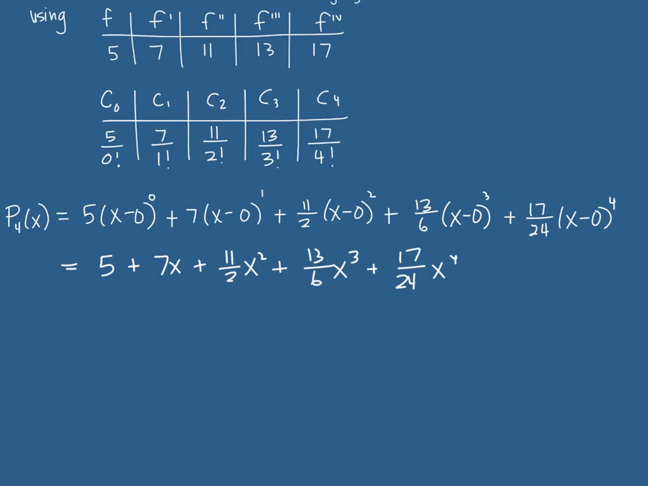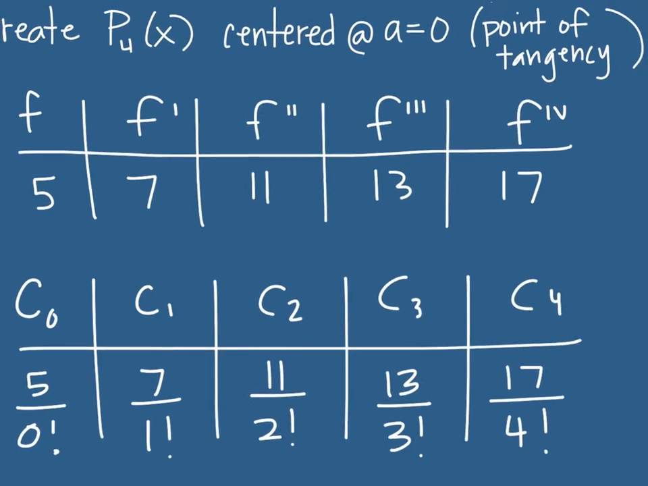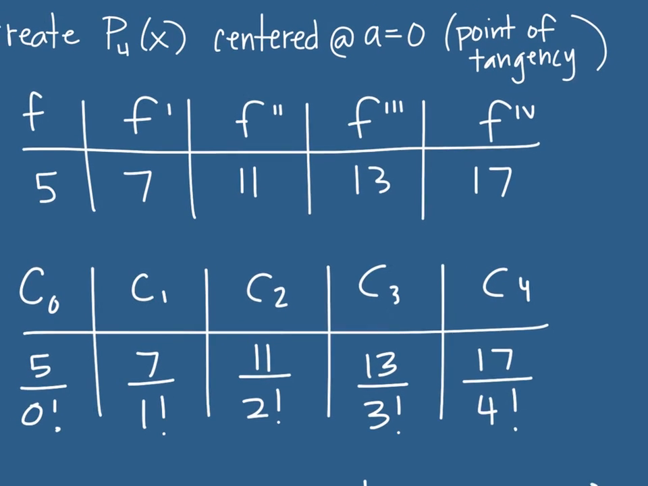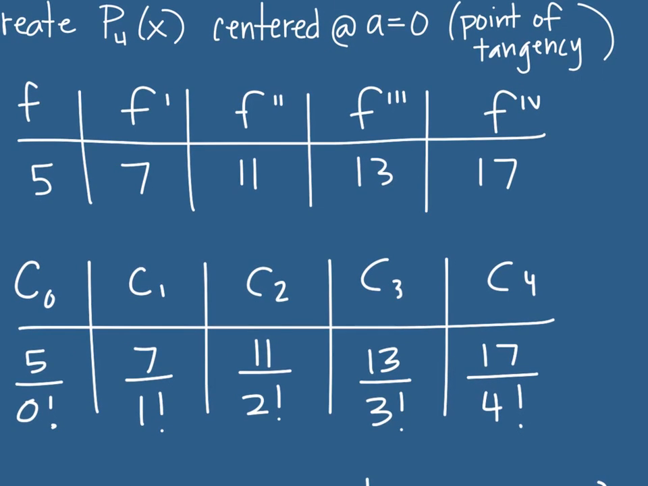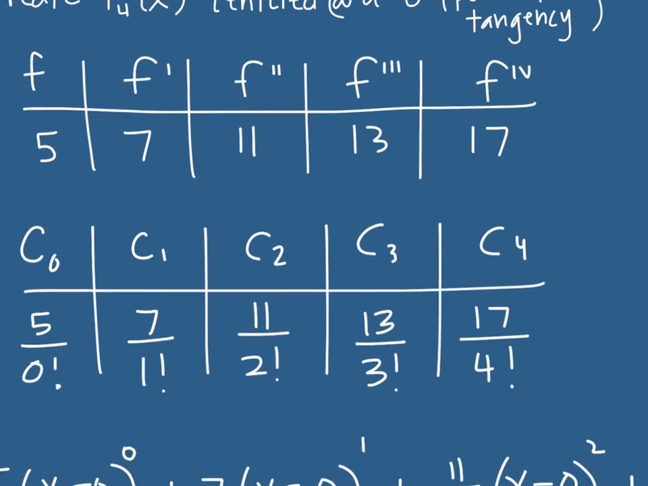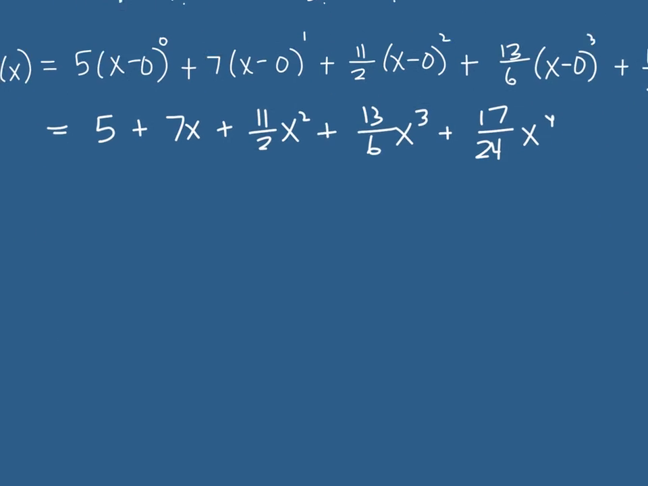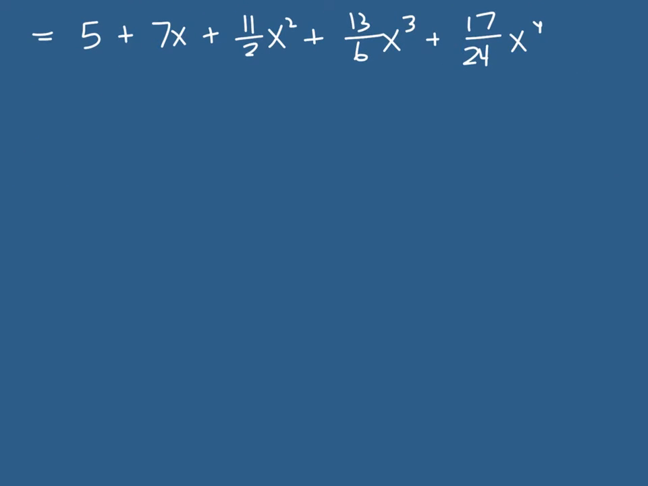Now it was easy because I gave you 5, 7, 11, 13, 17 to start with. Okay, usually you're going to have to figure those out on your own. So that's what we're going to do right now. Okay, we're going to figure those out by ourselves.